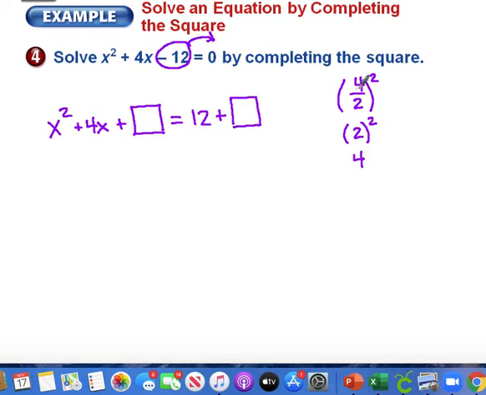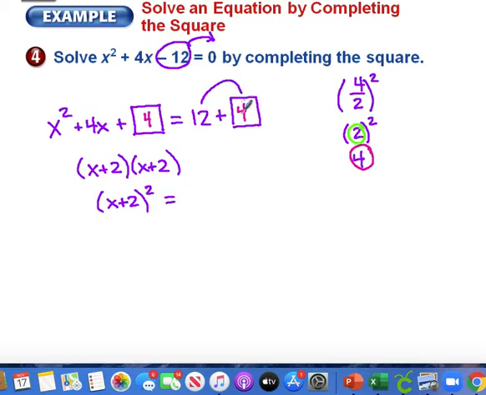So I already went through the process, and I know that 4 is going to complete my square, so I'm going to place a set of 4s here. A 4 on the left, a 4 on the right to keep my equation balanced. Now I'm ready to factor. So when I factor, this is going to be my factored number. So that's going to give me x plus 2 times x plus 2, or I can simplify that to x plus 2 squared equals 12 plus 4 is 16.